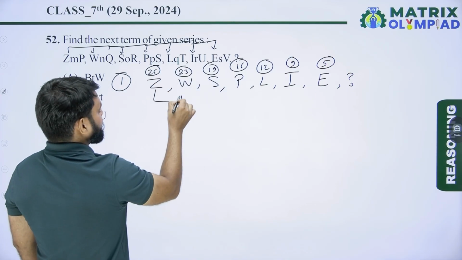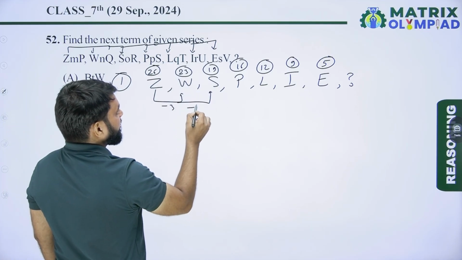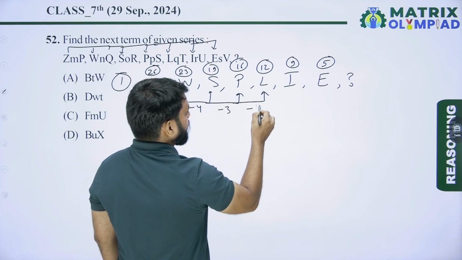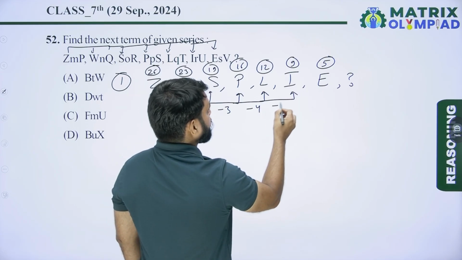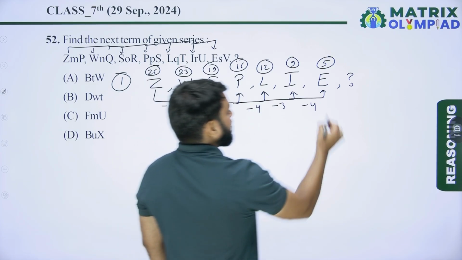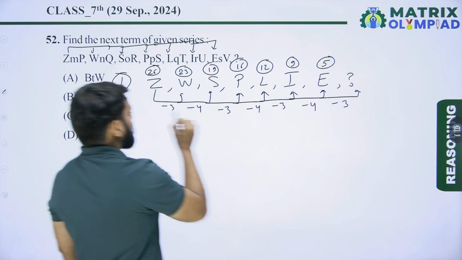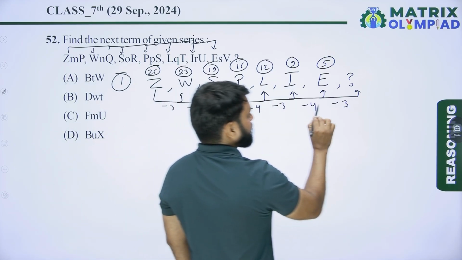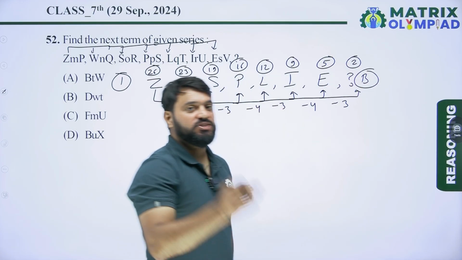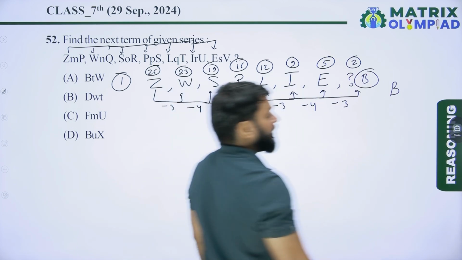So 26 minus 3, it means 23. Now 23 minus 4, it means 19. Now 19 minus 3, it means 16. Now 16 minus 4, it means 12. Similarly, 12 minus 3, it means 9. Now 9 minus 4, it means E, 5. And now minus 3. So 5 minus 3, it means 2. So it means B. Place value of B in English alphabet is 2. So first missing alphabet is B.